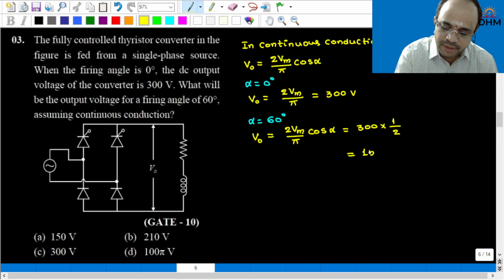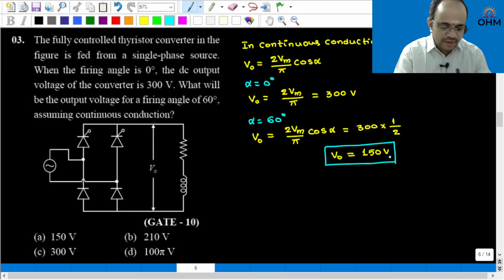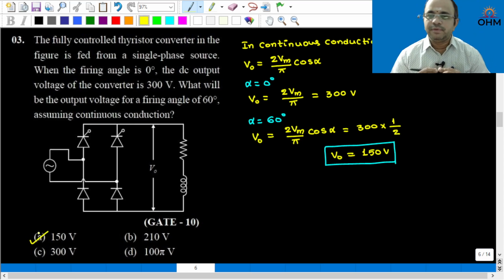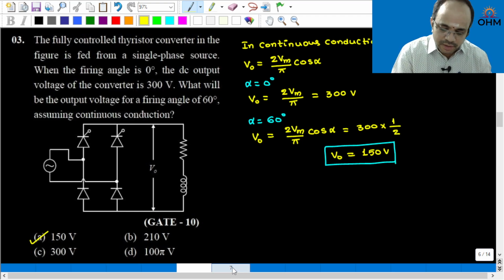Therefore, this will be 150 volt, right? So this is V naught is equal to 150 volt. That will be the correct answer. So option A will be the correct answer for the question. This is an MCQ for 2 marks. This question was given in GATE 2010. Okay, I hope it is clear.